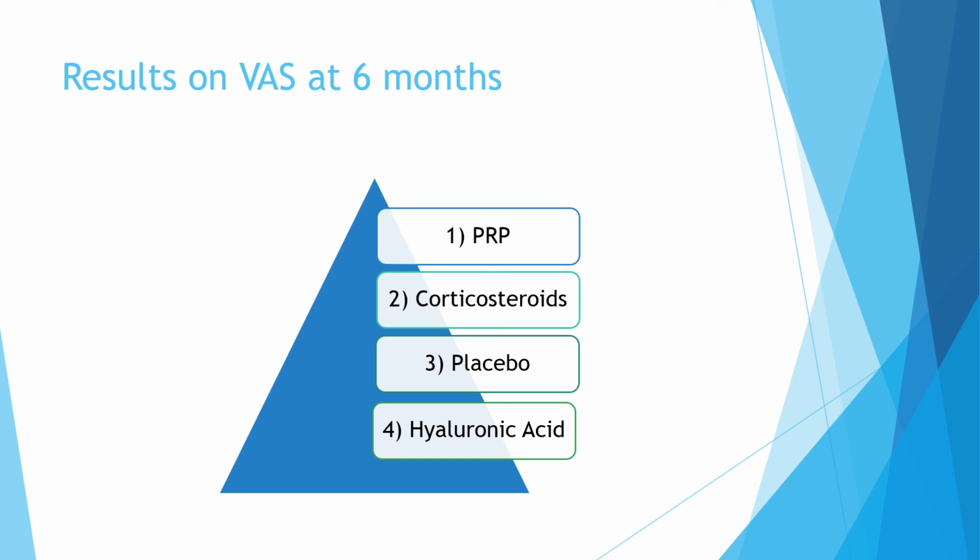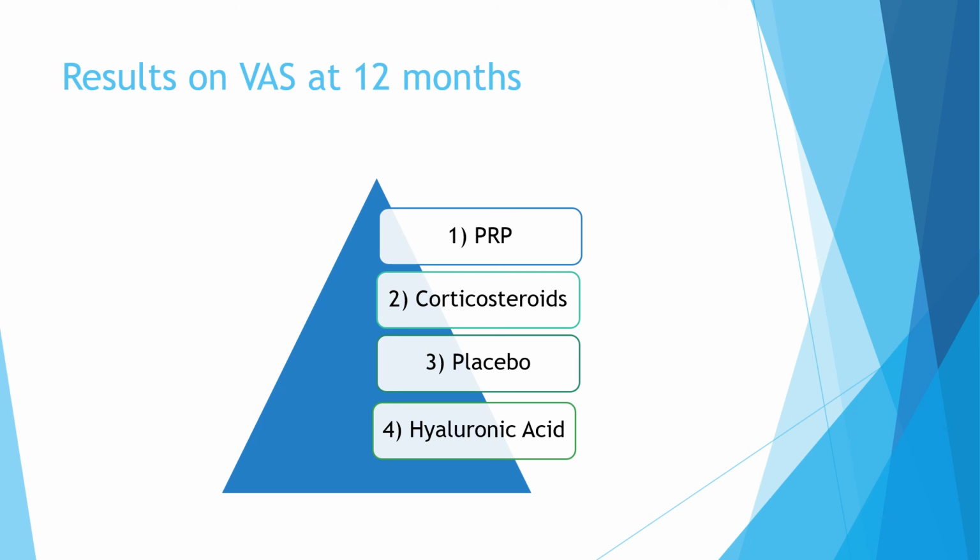All right, moving on, visual analog scale, 6-month follow-up. So best results, once again, PRP, number 1 at 6 months for best pain relief improvement, and this is similar to WOMAC at 6 months. This is followed by corticosteroids, placebo, and hyaluronic acid coming in 4th at 6-month follow-up.